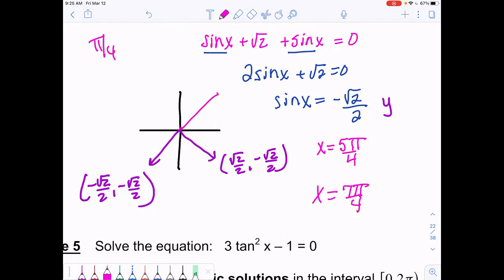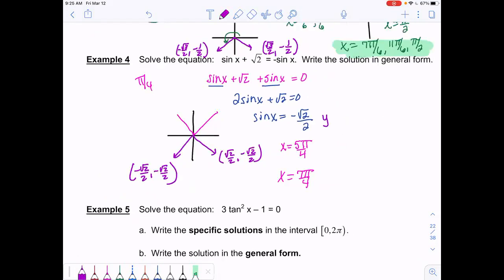Again, remember, really, we have 4 pieces of pi on the top. So here's my 4 pieces: 5 pi over 4, 6, 7 pi over 4. So those are my answers. They're specific angles, but it said to write it in general form.